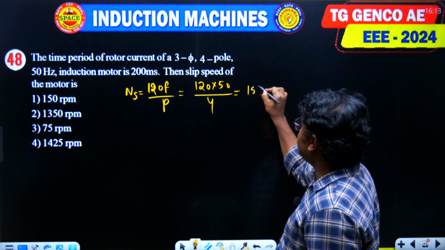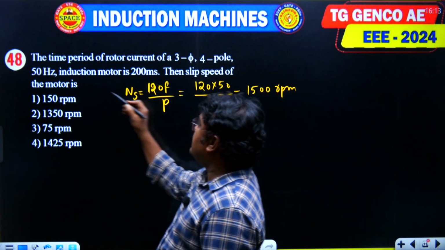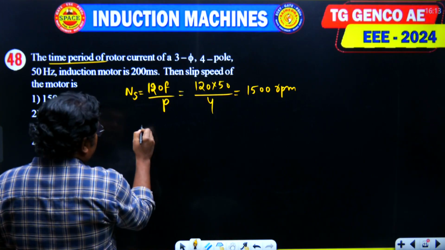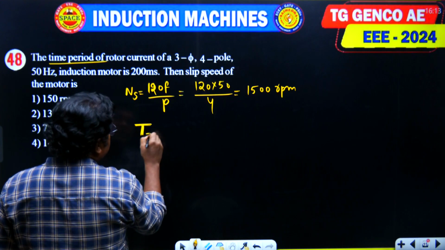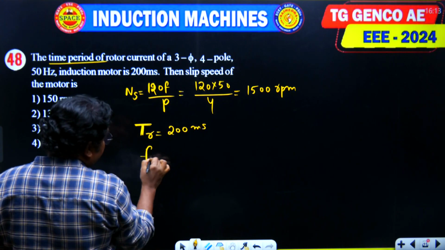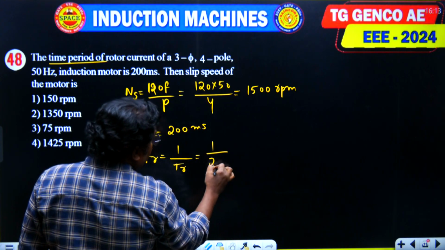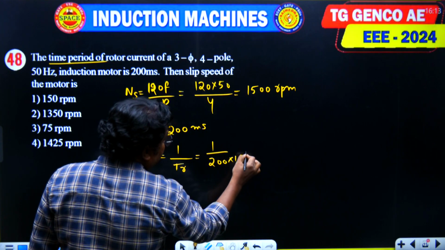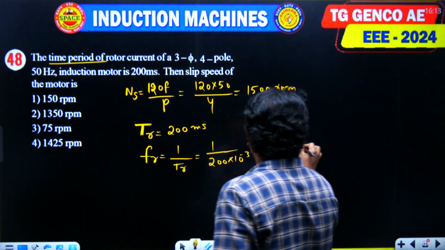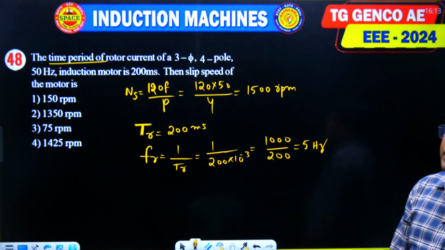So that is 1500 RPM. This is the synchronous speed. But we are given the time period of the rotor current, TR, which is equal to 200 milliseconds. What about FR? FR is equal to 1 divided by the time period of the rotor current. So 1 by 200 milliseconds, times 10 to the power of minus 3. Therefore 1000 divided by 200 is equal to 5 hertz. So we got the rotor frequency.